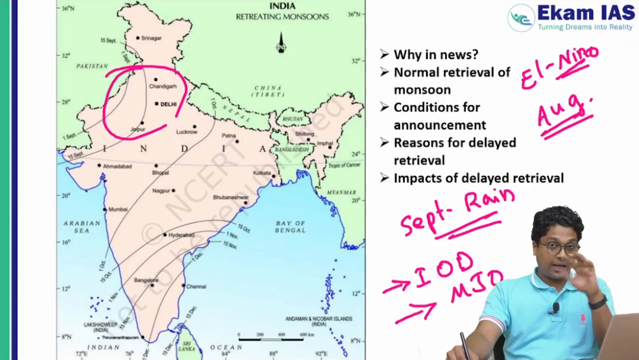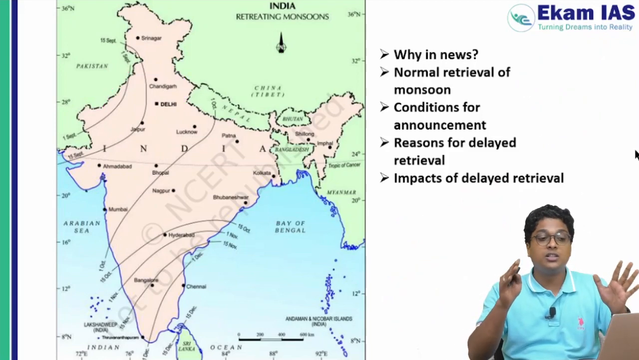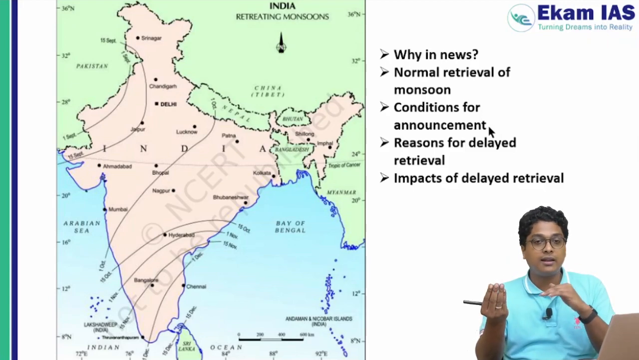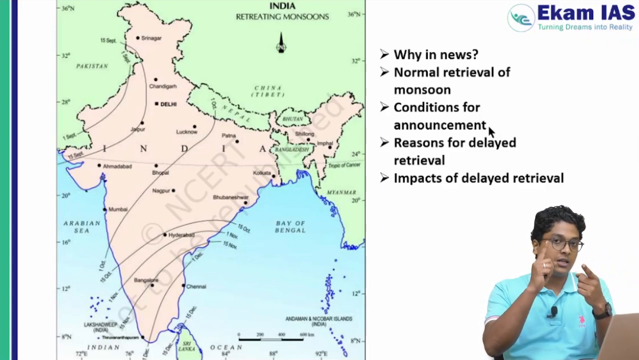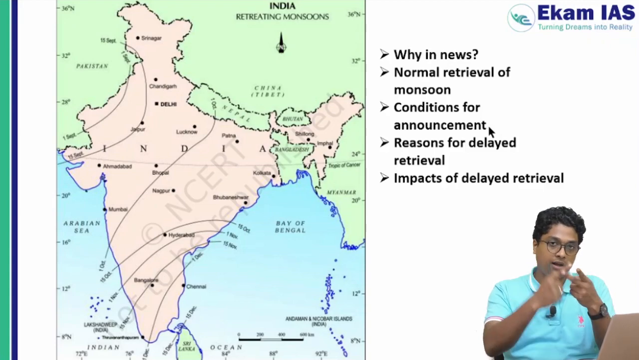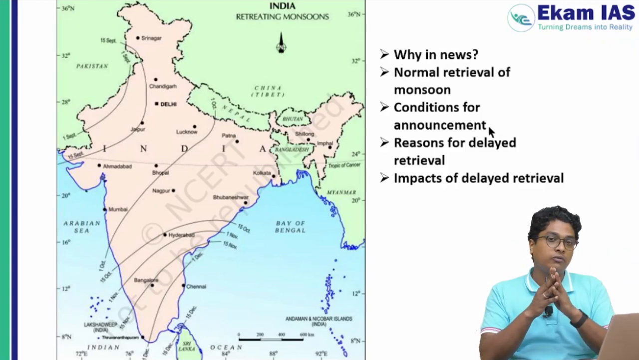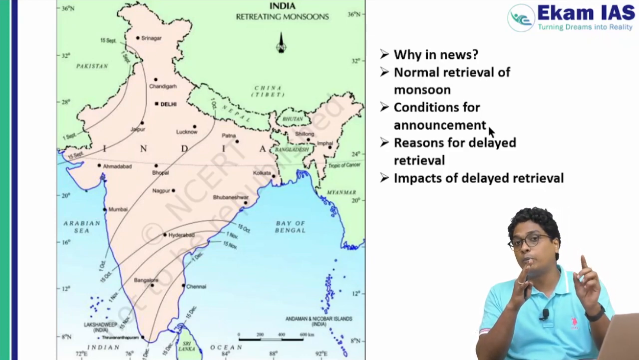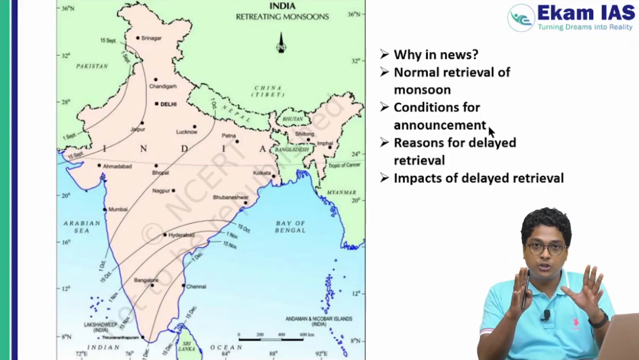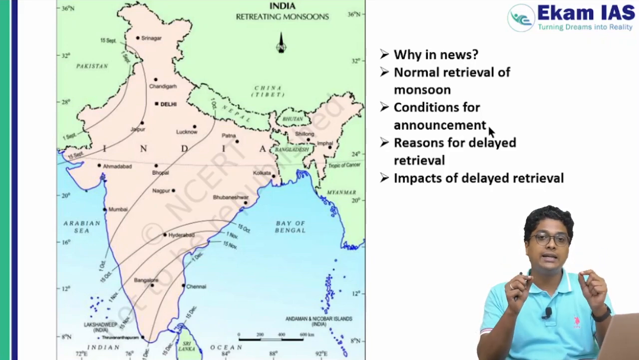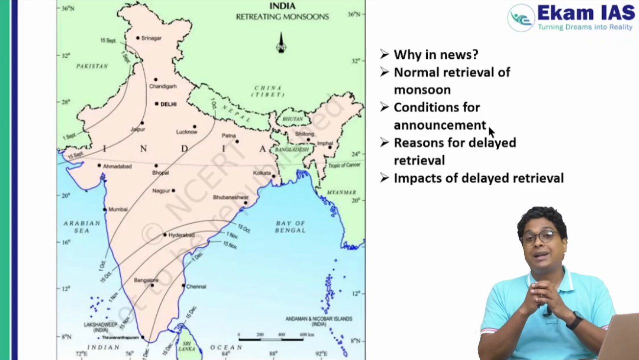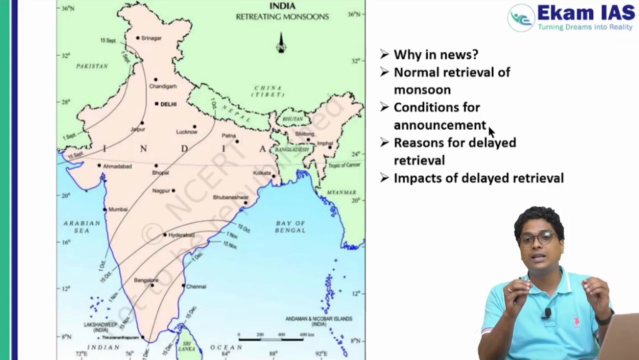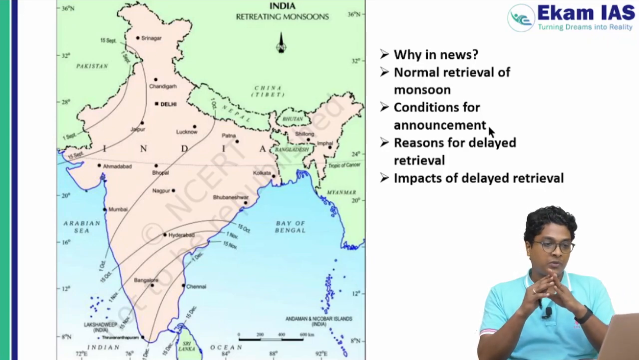So, as of now, we have discussed why this topic is in news and what is a normal retrieval monsoon, the conditions necessary, and the onset, the places where the onset is made, the first place, the last place. These kind of points are very important for your prelims examination, and the impact of delayed retrieval is more important for your mains examination. Make sure you read this portion in detail from the material given in our website. You can access that material through the link given in the description.